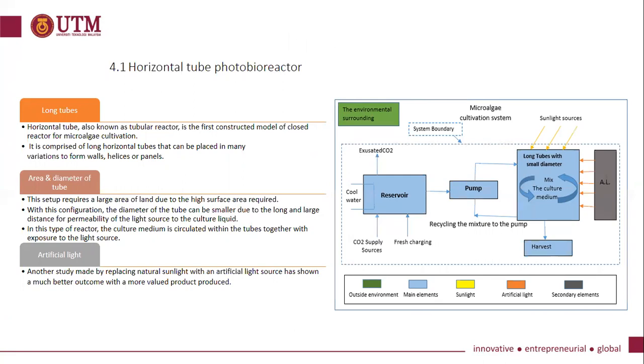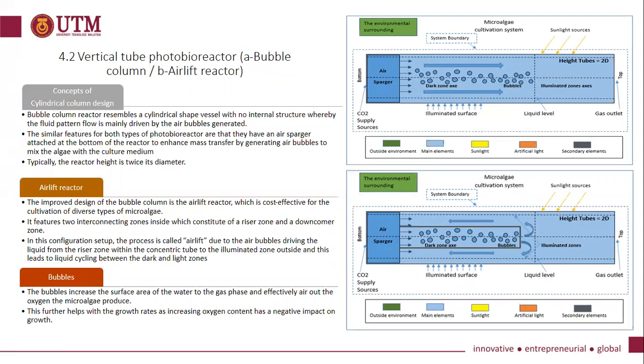So we have here some terms. The long horizontal tube, also known as the tubular reactor, is the first constructed model of closed reactor for microalgae cultivation. For the area and diameter of the tube, this setup requires a large area of land due to the high surface area required. In this type of reactor, the culture medium is circulated within the tubes together with exposure to the light sources.